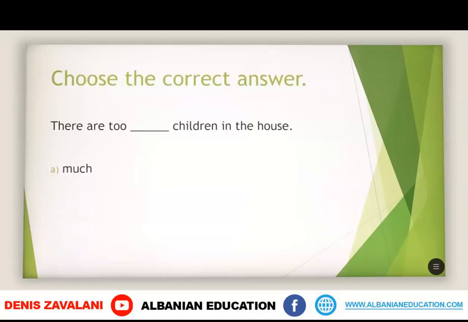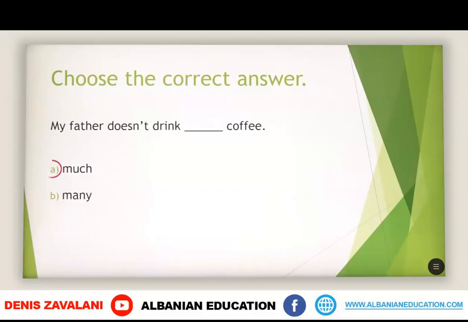There are too much or too many children in the house. Which of these options would you use to complete the gap? It's too many children in the house. My father doesn't drink much or many coffee. What do you think? Is it A or B? It's A. My father doesn't drink much coffee.